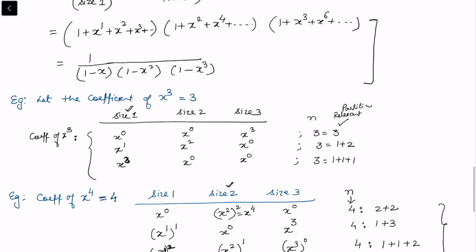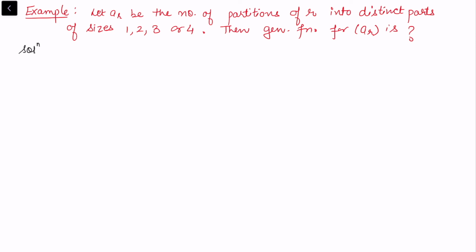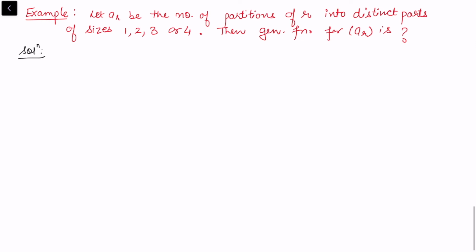So we know that by defining the sizes, size 1, size 2, size 3, we can construct a generating function for partitions, and here the number of parts is not restricted, rather the size of the part is fixed, and we have used sizes 1, 2 and 3. Now in this example, we want to find again the generating function for a_r, where a_r is the number of partitions of r into distinct parts of sizes 1, 2, 3 or 4.